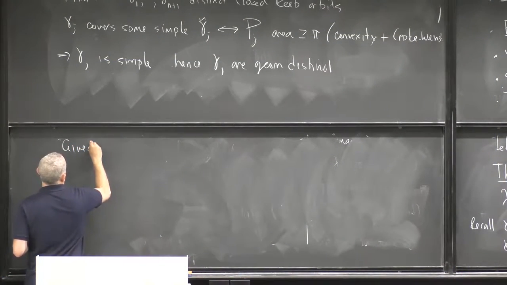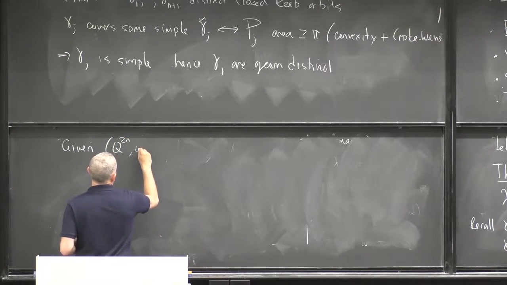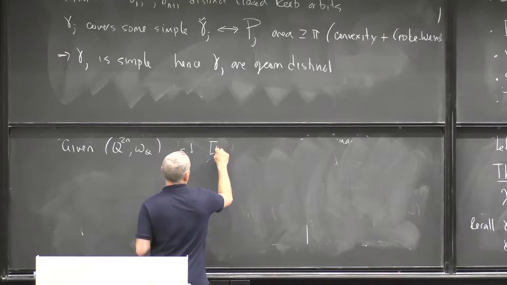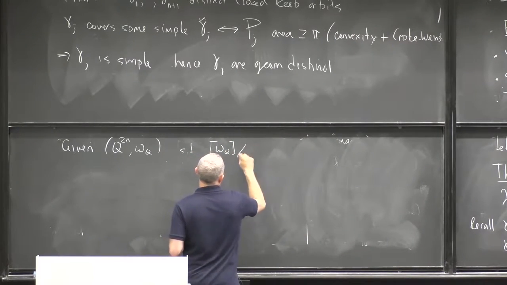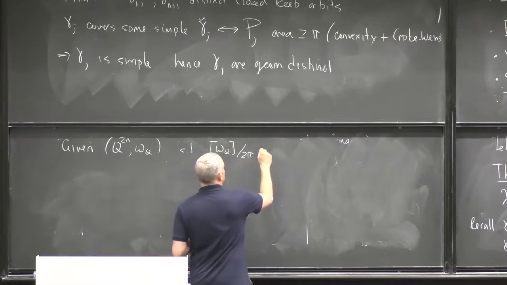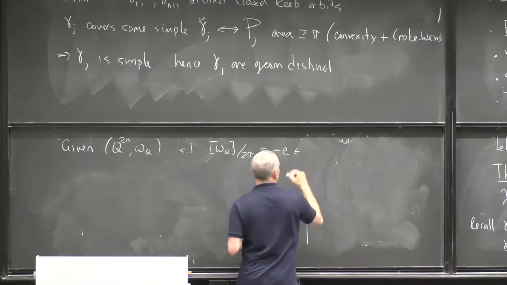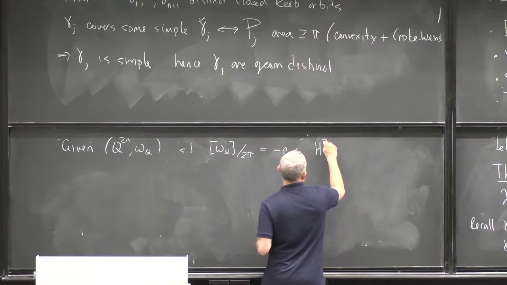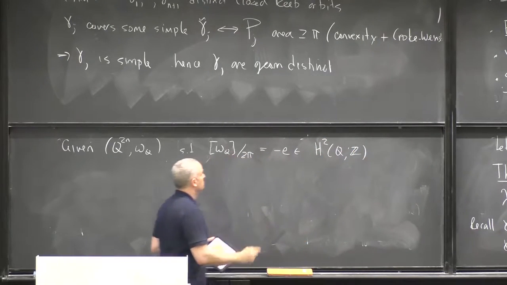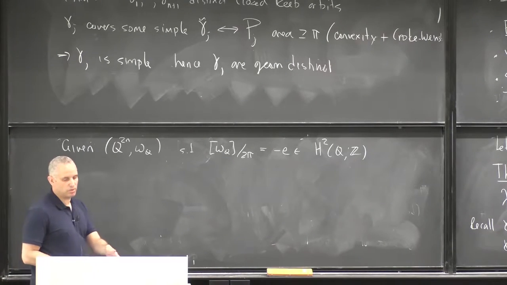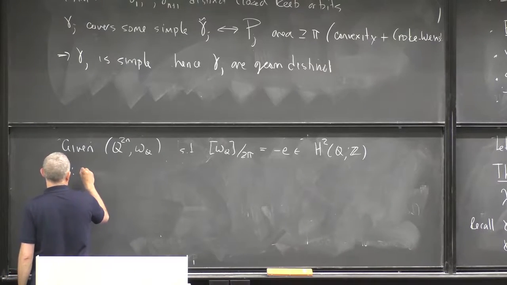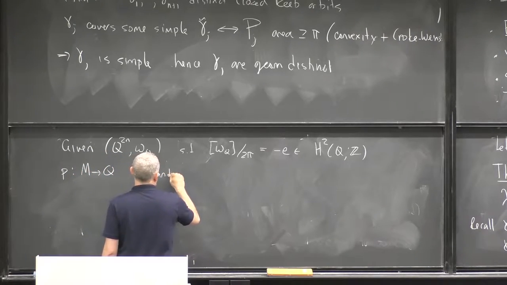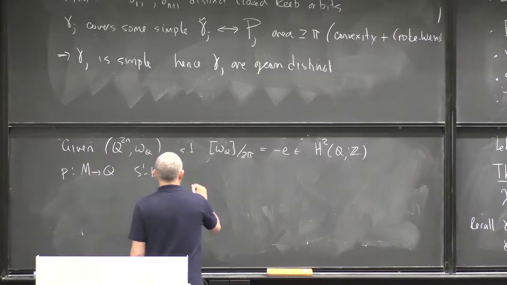So we're given a symplectic manifold Q of dimension 2n. It's got a symplectic form omega Q. And the class of omega Q divided by 2 pi is integral. So let's say equals minus e, which is an integral cohomology class. Okay, and then one can consider an S1 bundle with total space M over Q, with first Chern class e.